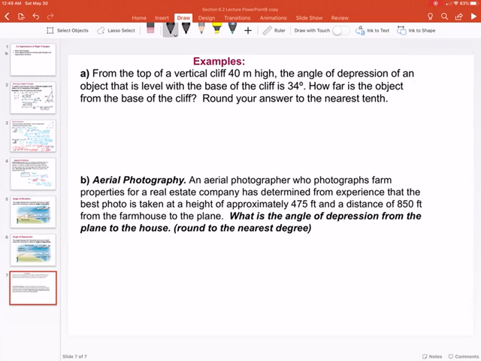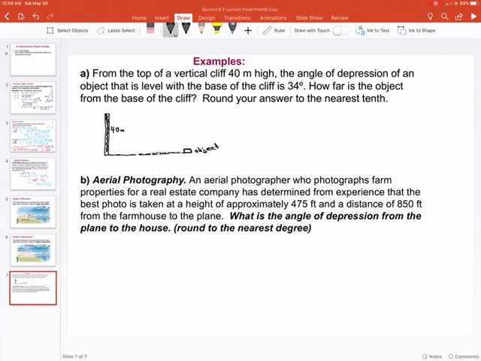So let's draw in a picture. So what I'm going to do is draw in my vertical cliff here. All right. So here's my vertical cliff. And it says this cliff is 40 meters in height. All right. Now, it says we have angle of depression to an object that is level with the base of the cliff. So let's go ahead and draw in the base. And here's the object that's level with the base. We'll let our object be right here. All right, so here's the object.